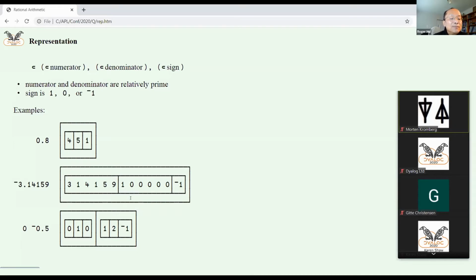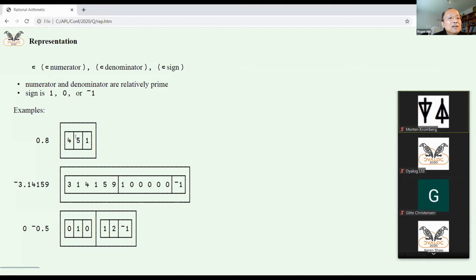So some examples. 0.8 would be represented as 4/5, and the sign is 1 because it's positive. And negative 3.14159 would be represented as the decimal digits of the numerator, 314,159, and then the denominator is 1,000,000, and the sign of the entire number is -1.